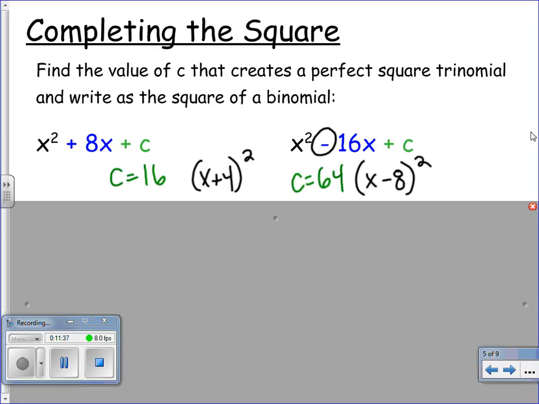Half of negative 16 is negative 8. And then the square root of the last term, the square root of 64, is 8.